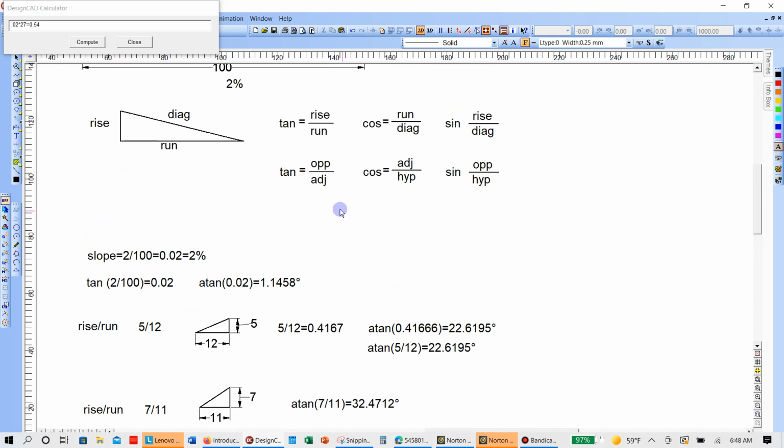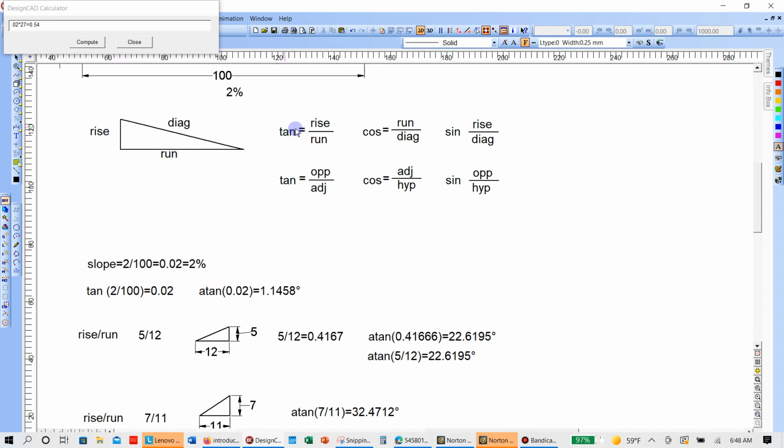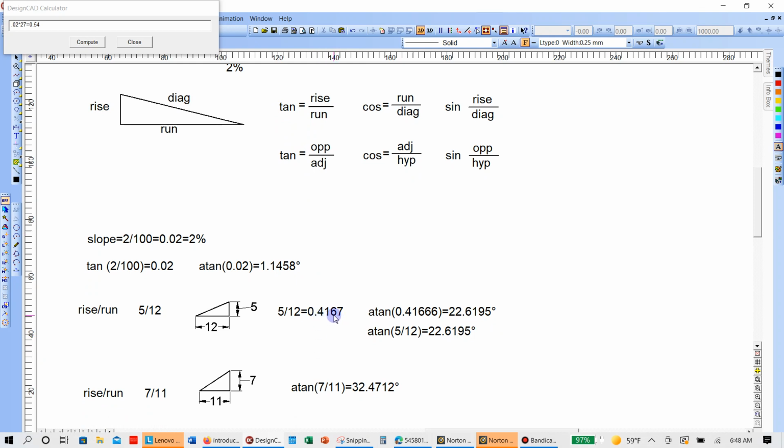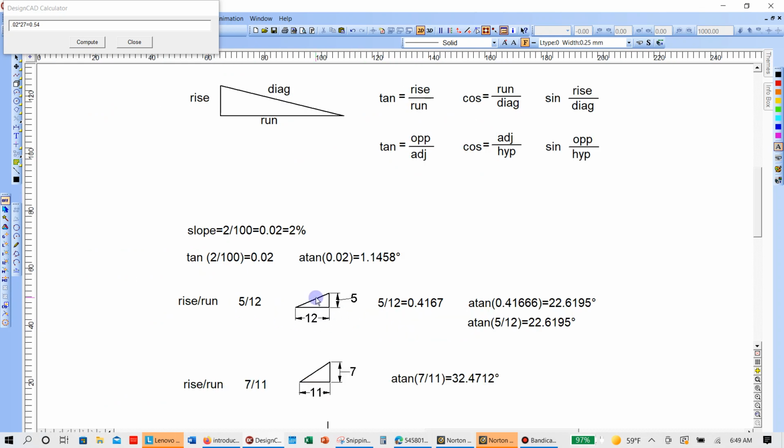The rise and the run: rise divided by the run is the tangent. And that tangent is 0.4167. The angle is calculated as the arctangent of that number right there, or the arctangent of 5 divided by 12. So here we go. You could do the math and then type the arctangent in, or you could just do the arctangent of 5 divided by 12, and it'd give you 22.619. That's an accurate angle.